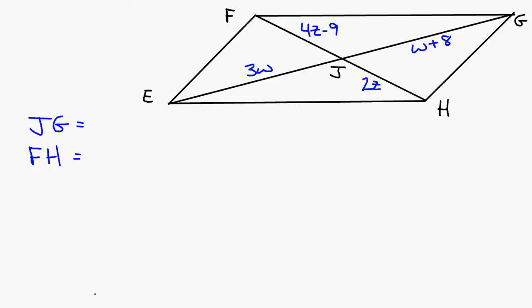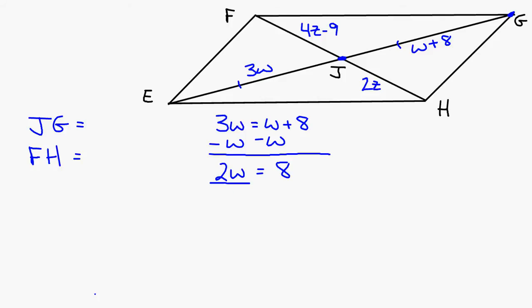So J to G first, that's this piece right here from the middle to G. And if diagonals bisect each other, then E to J is congruent to J to G. So 3W equals W plus 8. And you can subtract W from each side. So 2W equals 8, and divide by 2. W is equal to 4. If W is equal to 4 and you need J to G, then substitute a 4 for the W. And what's 4 plus 8? 12. So J to G is 12.